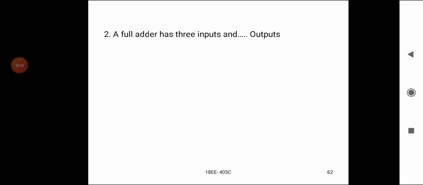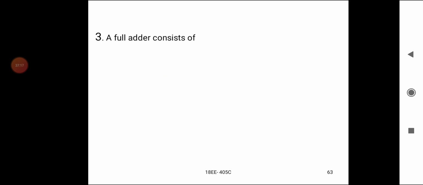A full adder has 3 inputs and dash outputs. A is 1, B is 2, C is 3, D any number. It has 2 outputs, one is sum and the other is carry. So our answer is B, 2 outputs.